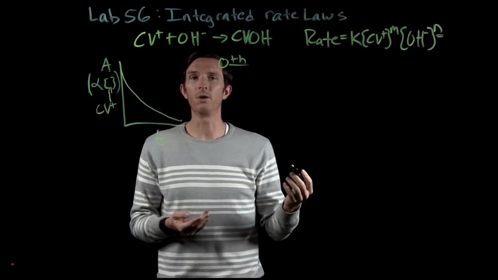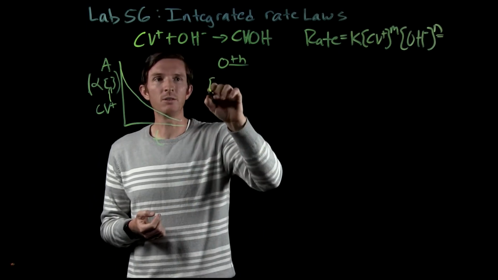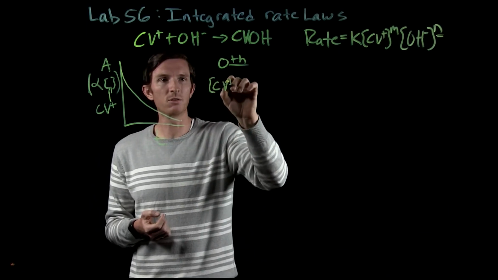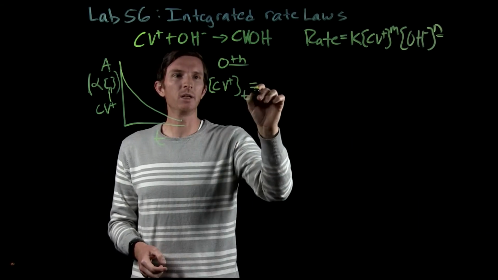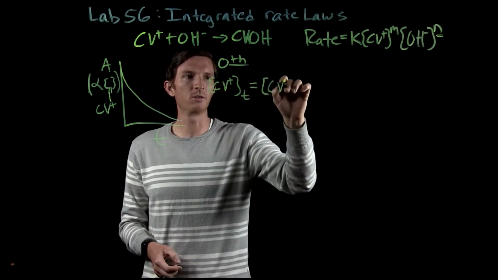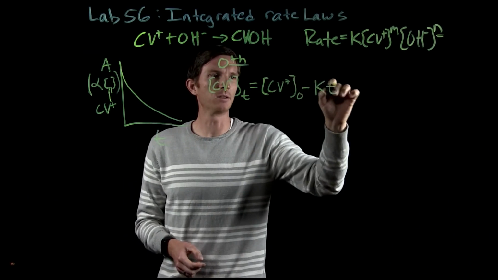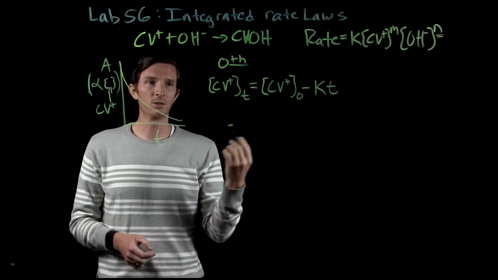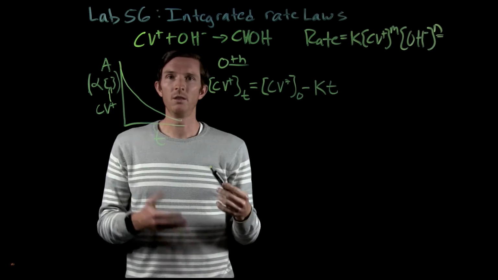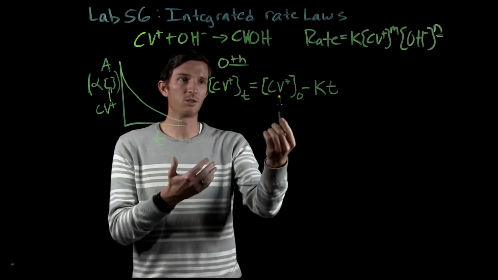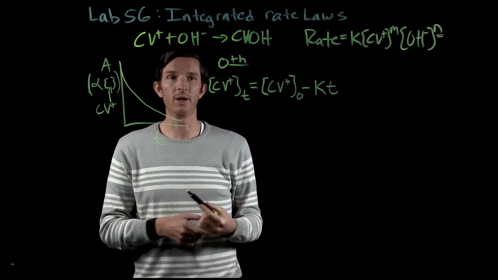Okay, so for 0th order, when we go ahead and graph this, we're going to see that the concentration of crystal violet at some time is going to equal the concentration of our crystal violet initially minus our rate constant times time. Okay, so one thing to note here is that we have a constant decrease, right? There's a linear relationship. The concentration of our crystal violet doesn't affect our rate, right? That's the definition of a 0 order reaction.